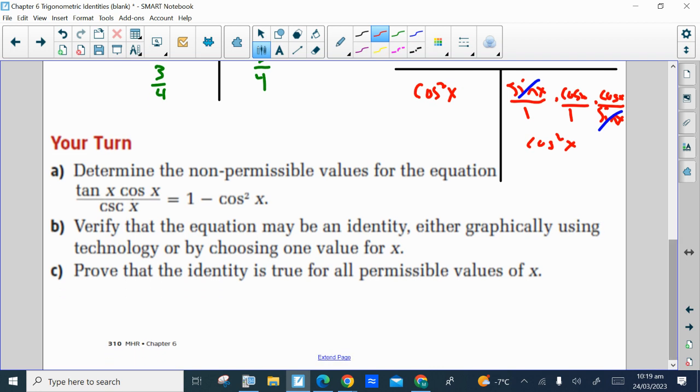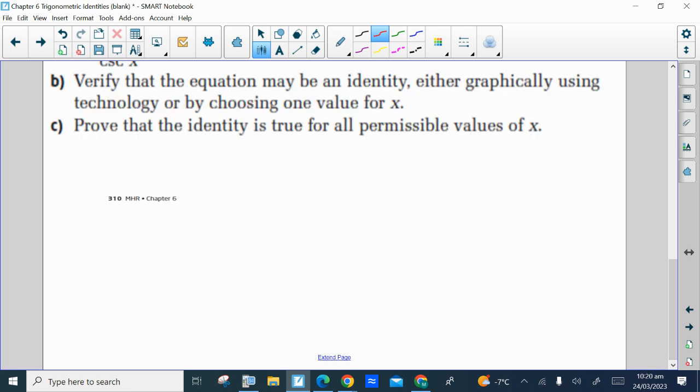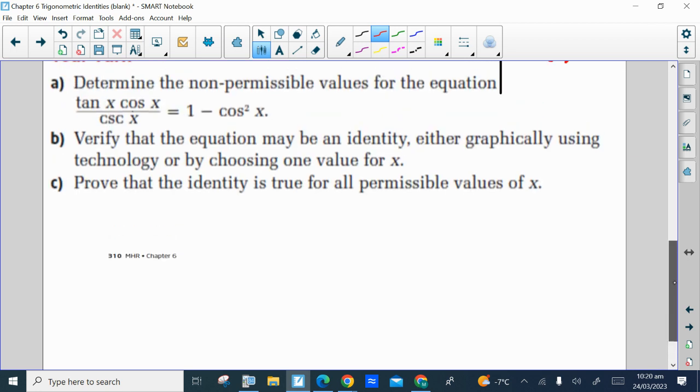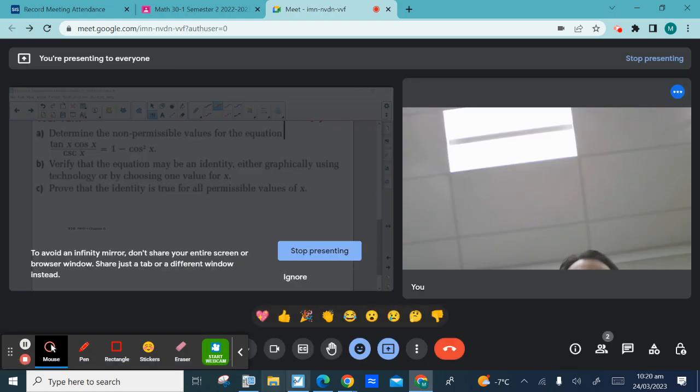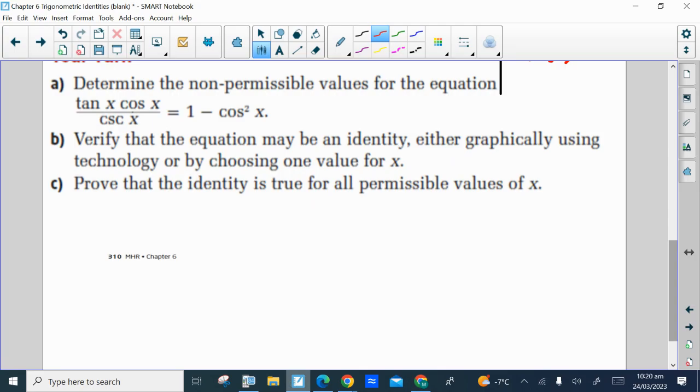All right. So the next one, determine the non-permissive values for that equation. Verify it either graphically or by choosing one value for x and then prove it algebraically. So we'll start with the non-permissive values, wherever we have a denominator.